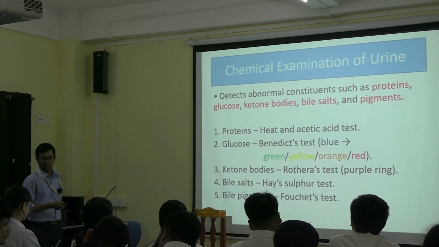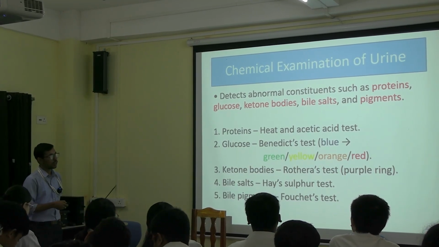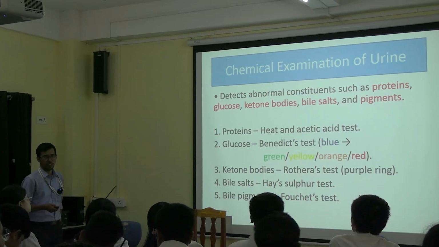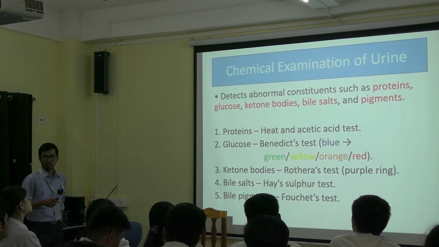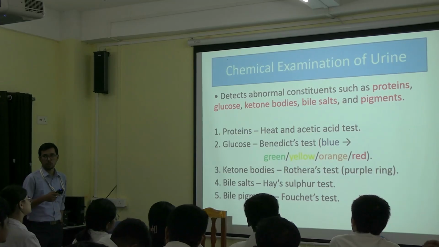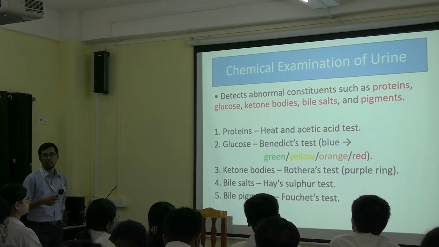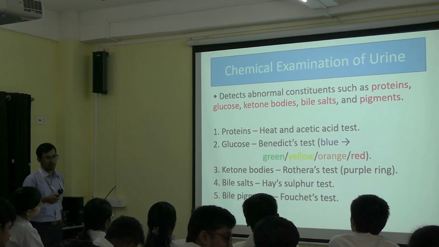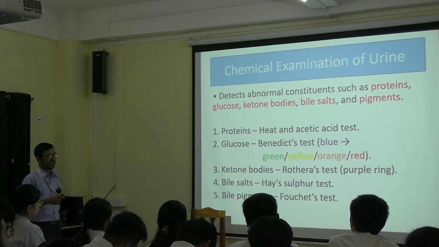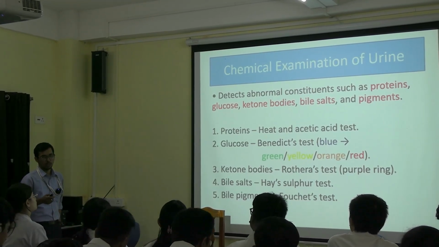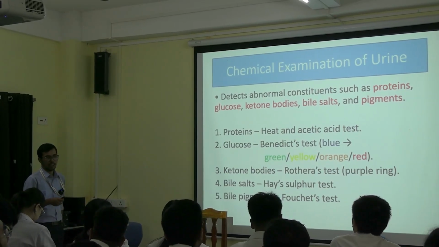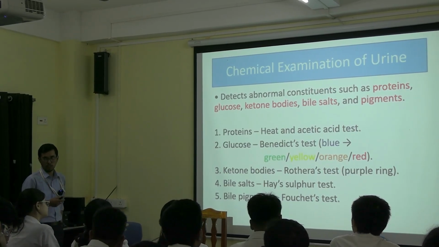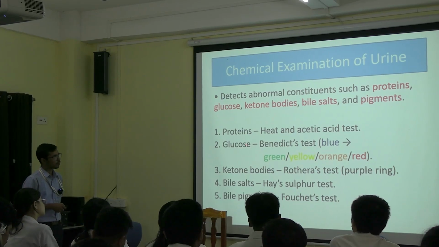For protein detection, we do the heat and acetic acid test. We take the sample of urine and we heat it. If protein is there, what will happen when protein is heated at higher temperature? It gets denatured, so it will precipitate. On heating more, what will happen? It gets dissolved. To prevent this dissolving, we add acetic acid. A little acidity will be there, so the protein won't dissolve.